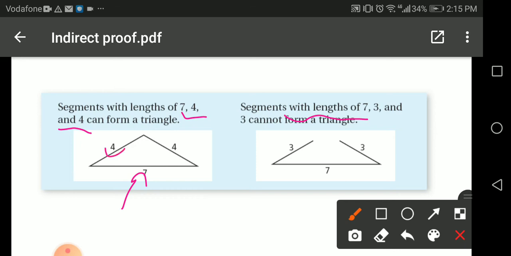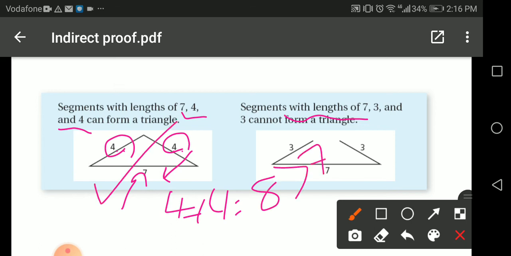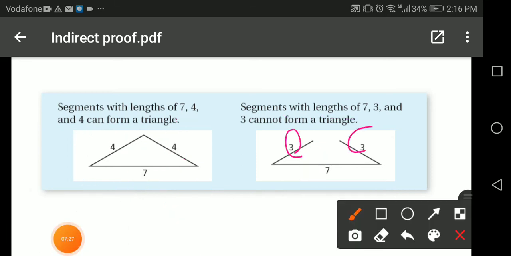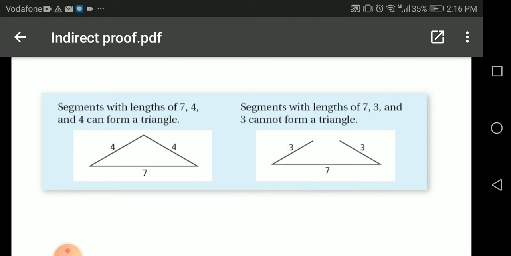Why? Because the sum of 4 and 4 gives me more than 7. The two sides 4 and 4: 4 plus 4 is 8, and this is greater than 7. So this is considered a triangle. They can form a triangle. But here we have 3 and 3, and the sum of them, 3 plus 3, is 6, and 6 is not greater than 7. So it doesn't give me a triangle, guys.